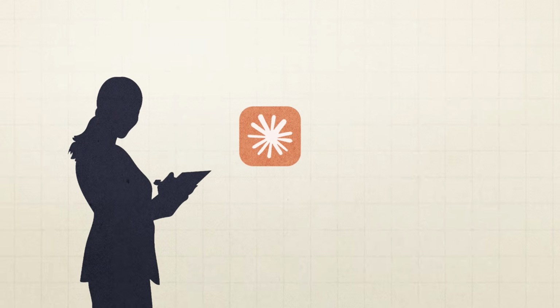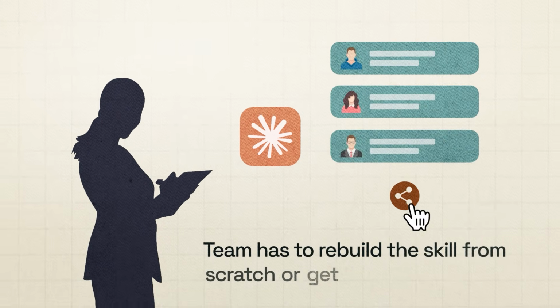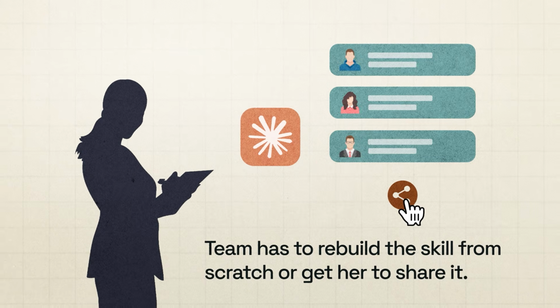The second someone else on her team wants to build something similar, they have to go through the whole flow again and build a skill from scratch, or somehow get her to send the skill to them. And this is the exact problem we can solve with an MCP server.